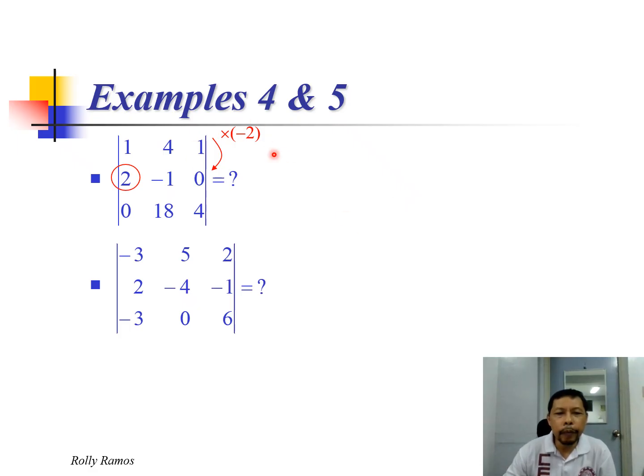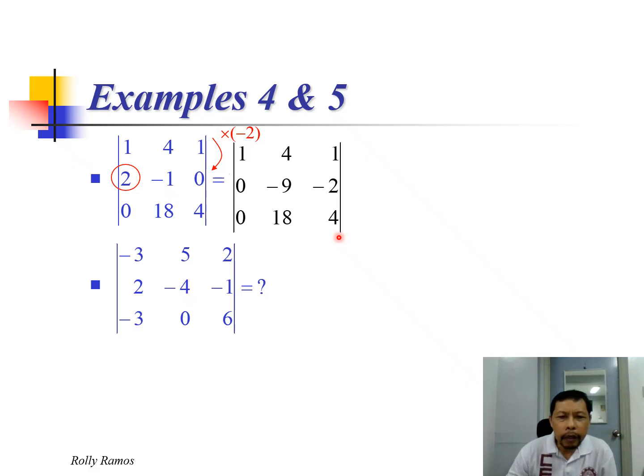apply elementary row operation number 2. Okay, we multiply row 1 by a number, in this case negative 2, and add it to row 2. What will happen? So 1 times negative 2 plus 2 is 0. 4 times negative 2, which is negative 8, minus 1 will give us negative 9. Okay, so the new matrix would be this one.